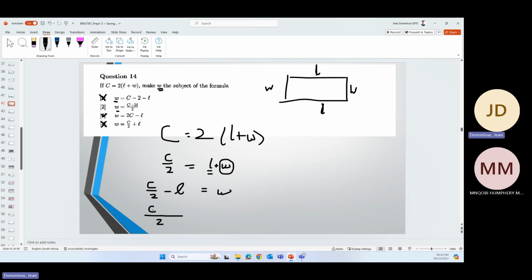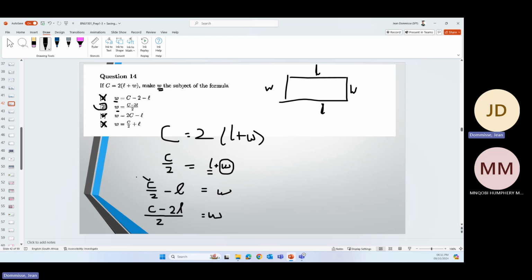So C over 2 is still that. But to make the minus L over 2, we need to say what divided by 2 gives you 1. It will be 2L divided by 2 will give you the L. So that is the formula that we need to end up with.